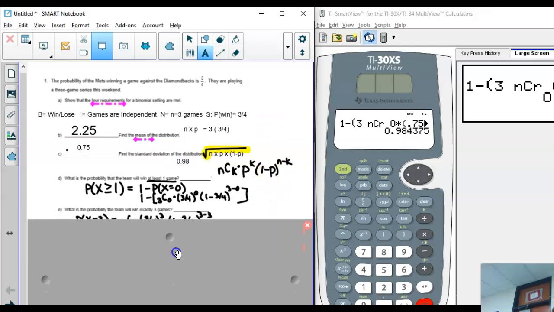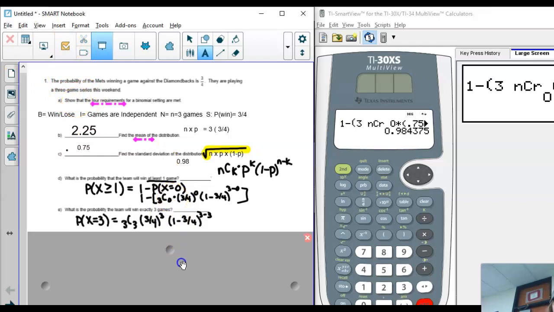Okay. Let's move on to E. E says, what is the probability that the team will win exactly 3 games? When you see exactly, you should be jumping for joy, because you just have to plug the formula in once. You don't have to do any 1 minus or adding or anything. So N again is our 3. K is actually our 3 as well. The K always comes from the problem. The N comes from the beginning of the problem, and sometimes N and K are equal. So I fill it into my formula just as it reads. 3 is my total games. I'm curious about 3. That's my K.